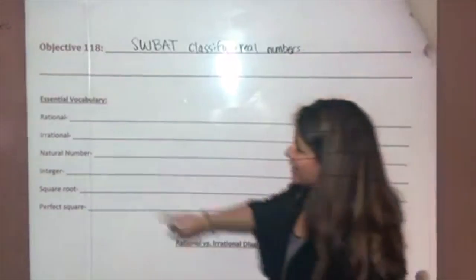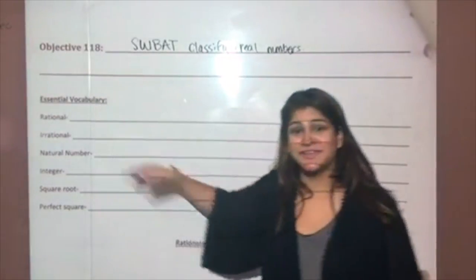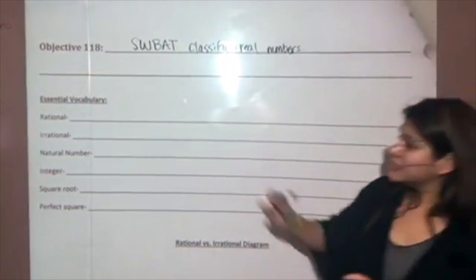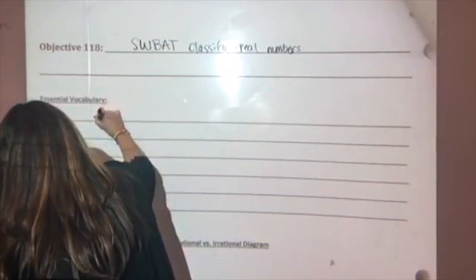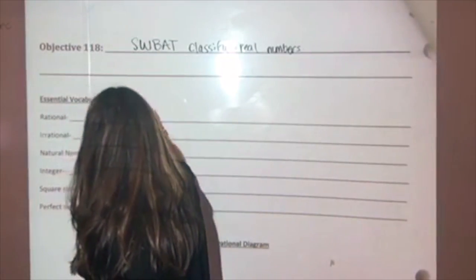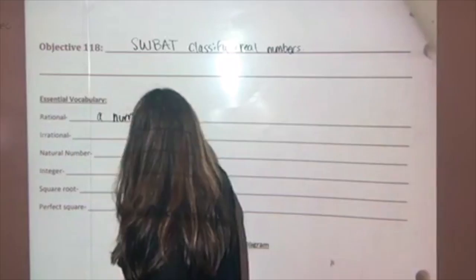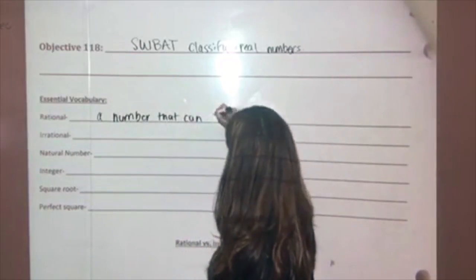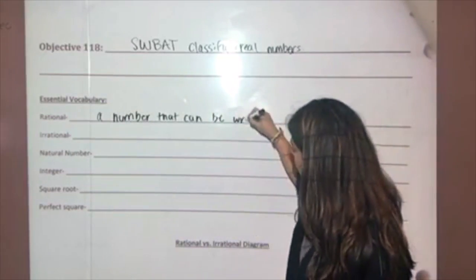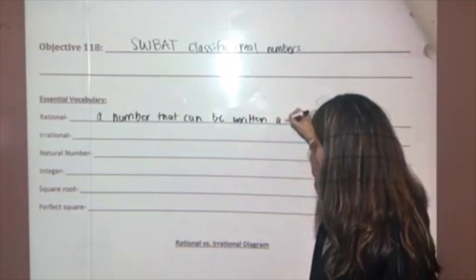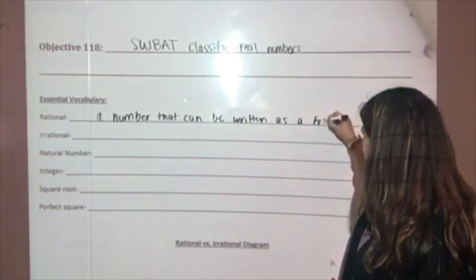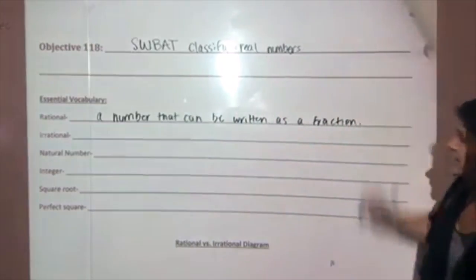Great. The first vocabulary word that we are going to learn today is rational. And a rational number is a number that can be written as a fraction.